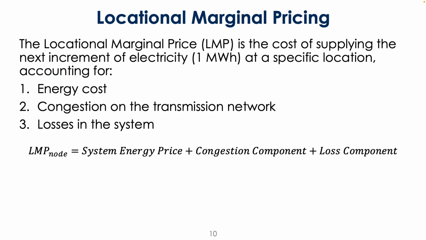the real price at a location is not only dependent on the price to produce the electricity, but also thinking about the transmission system, right? And so an LMP is comprised of 3 components, okay? One is that energy cost that we've all been talking about. 2 is congestion on the transmission network. And 3 is losses in that transmission system.